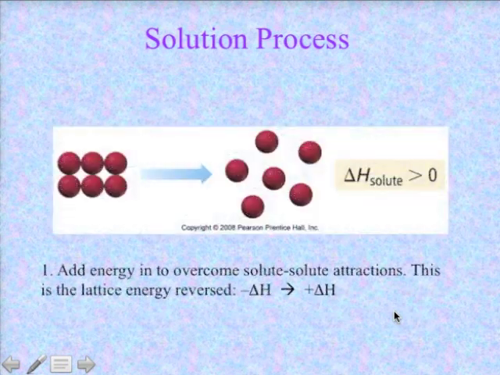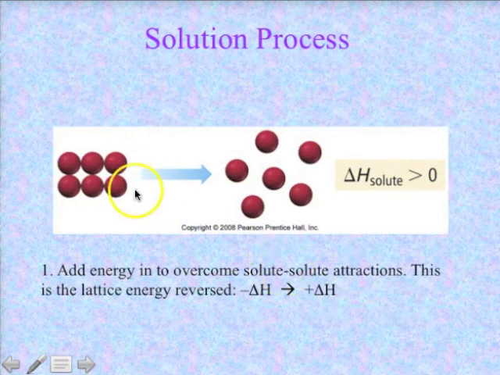Now, what are the energetics of the solution process? Well, you've got three things to worry about. First, you have attractions between the solute particles, what we call solute-solute attractions. And we want to break those attractions. Since we're breaking attractions, that's going to be an endothermic process with a positive delta H. So that's the first thing. We have to separate the solute particles.